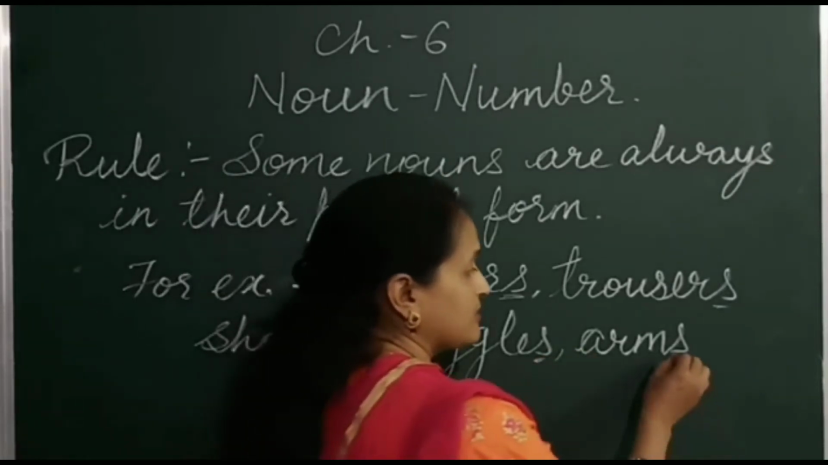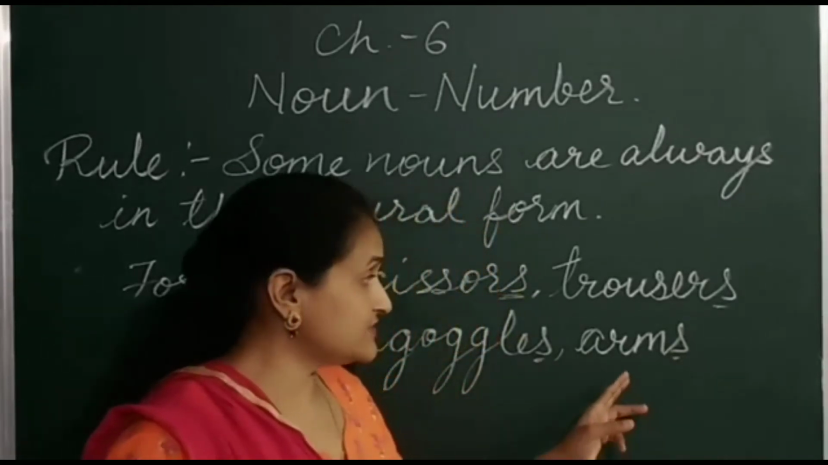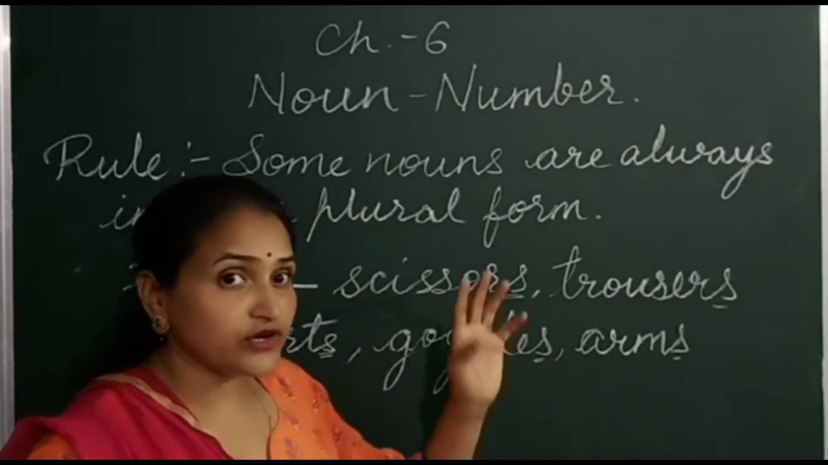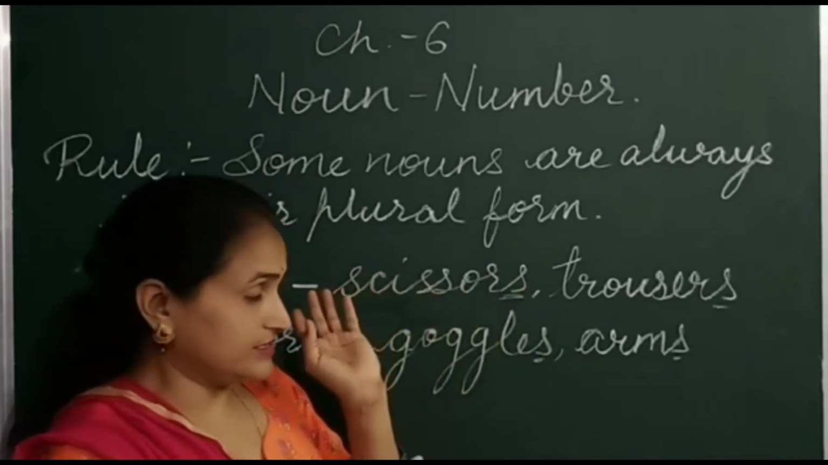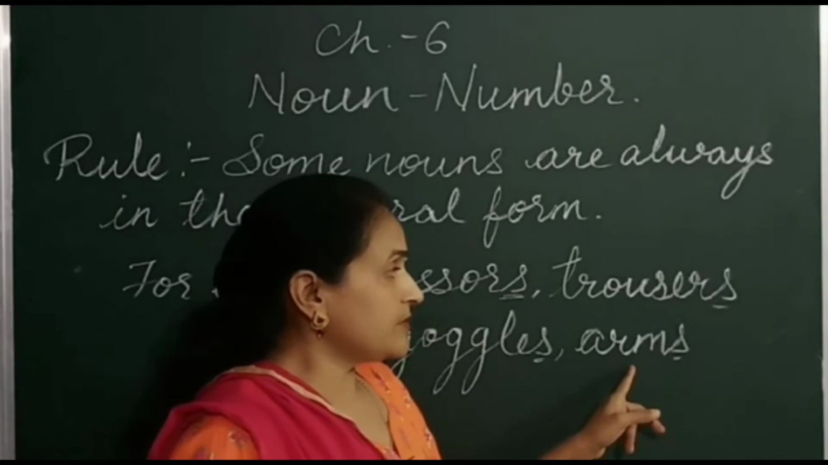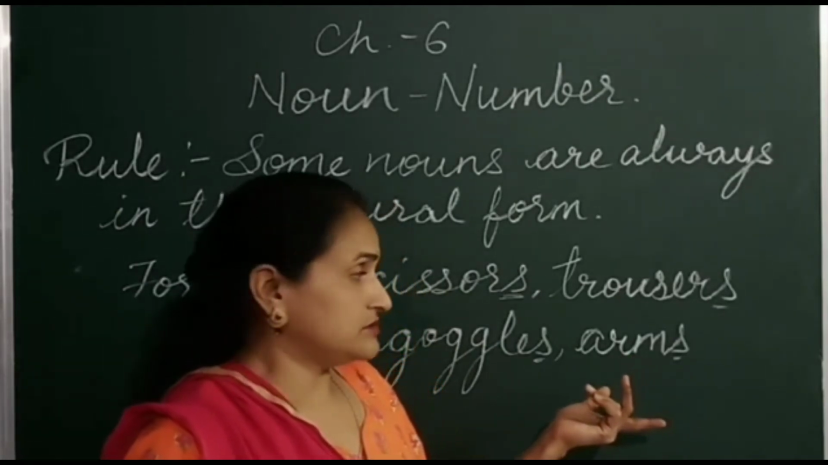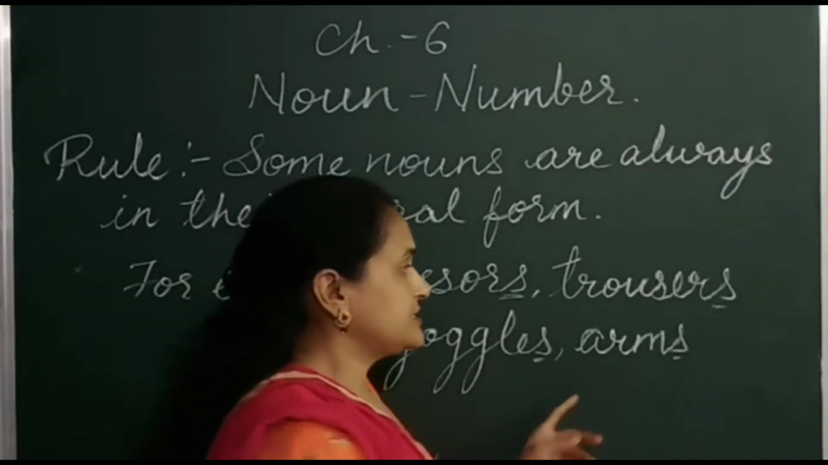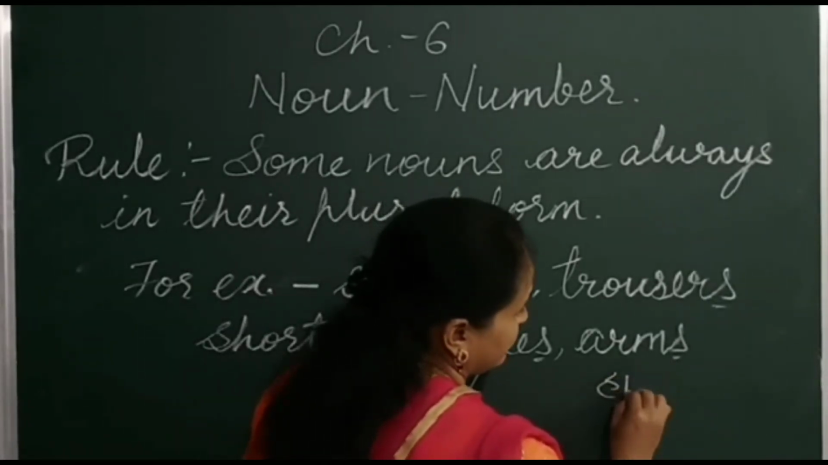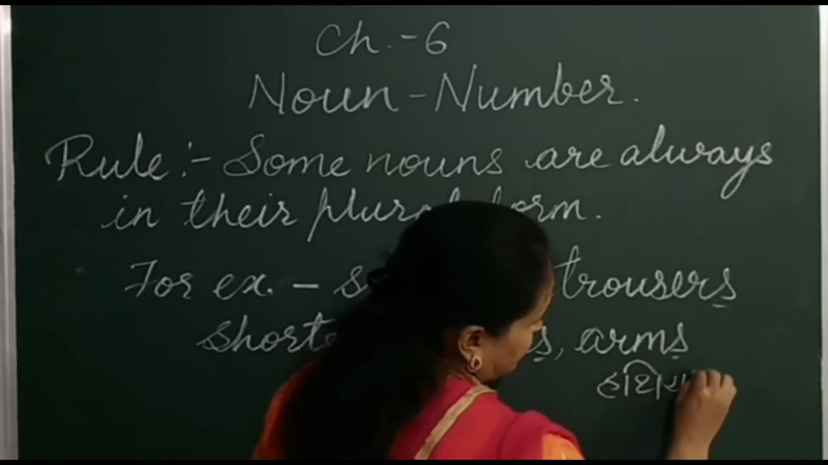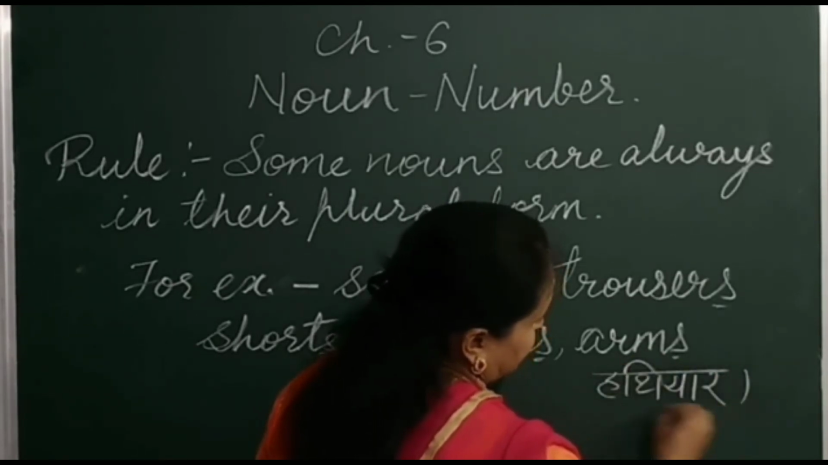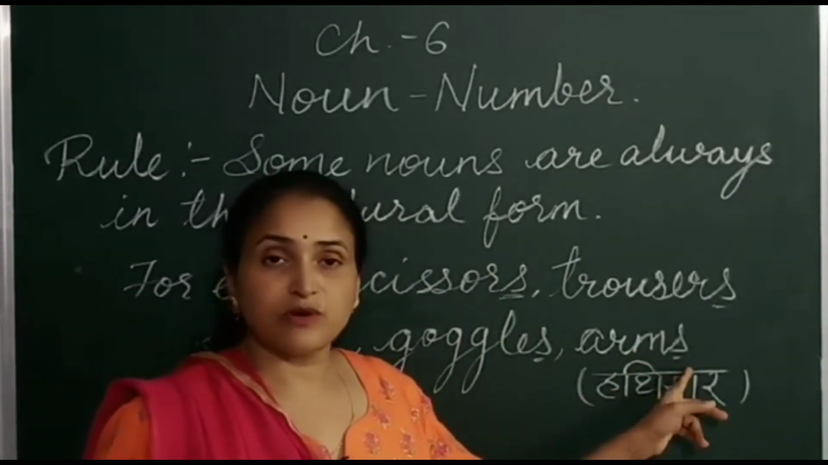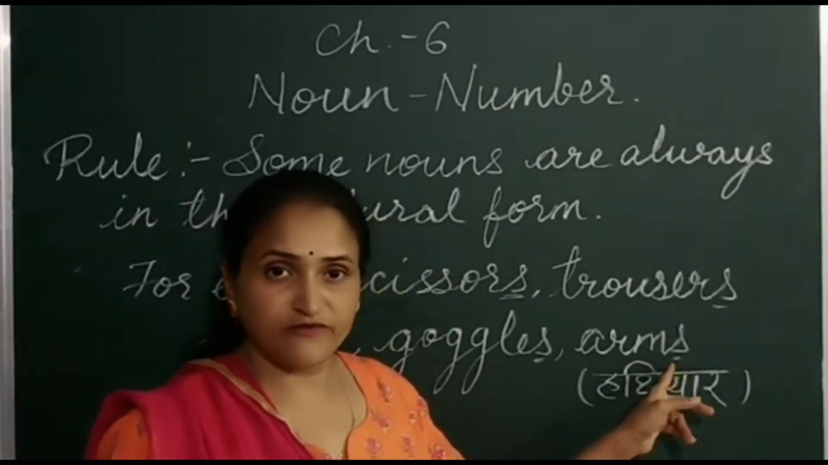And arms, but here this word arms, it is not our body part. We are not talking about the body part, this arm. We are talking about the equipment or the things we use for war. So this arms is also in plural form always.